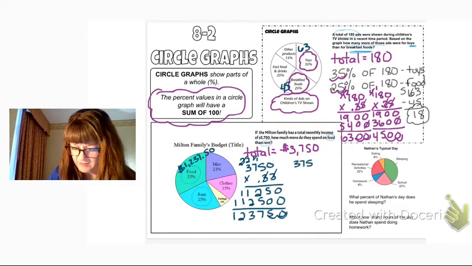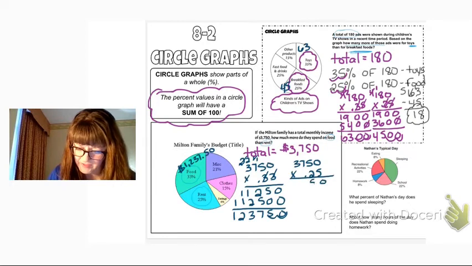So 3,750 times 25 hundredths. 5 times 0 is 0. 5 times 5 is 25. 5 times 7 is 35, plus 2 is 37. 5 times 3 is 15, plus 3 is 18. And I'm done with those and move over.